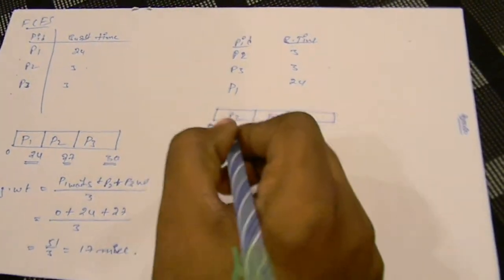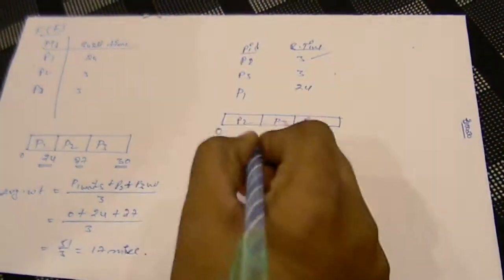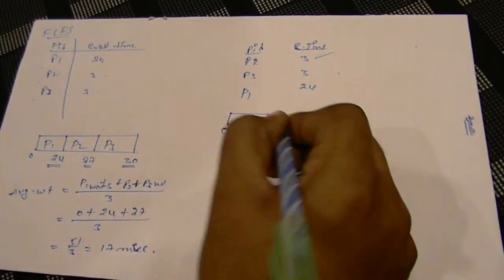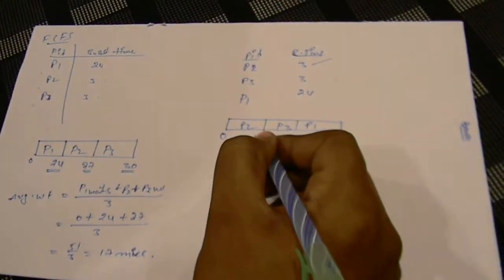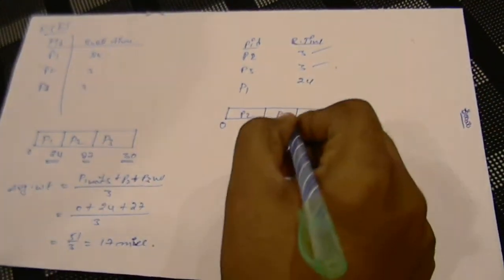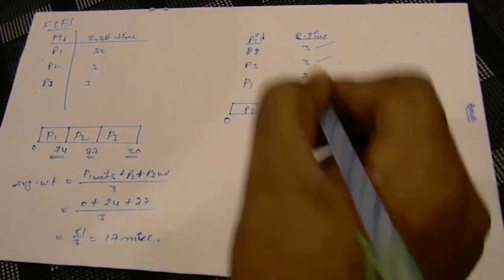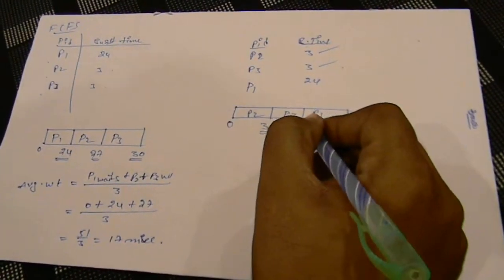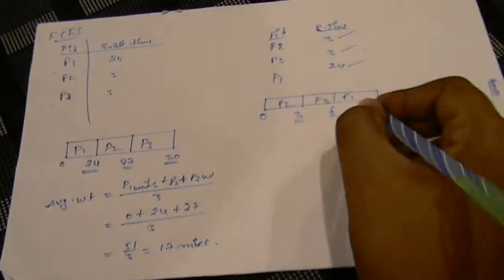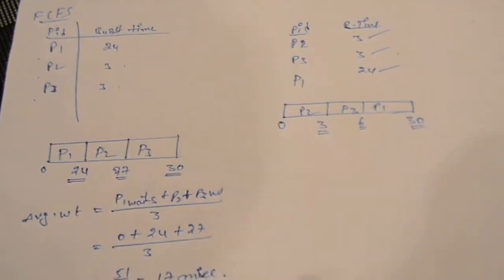Now P2 waits for 0 milliseconds and it executes until its burst time, that is 3 milliseconds. Now P3 waits for only 3 milliseconds. Now P3 executes until its burst time, that is the total execution time until P3 execution is 6 milliseconds. So P1 waits for 6 milliseconds only. Now P1 executes 24 milliseconds, that is the total execution time is 30 milliseconds.